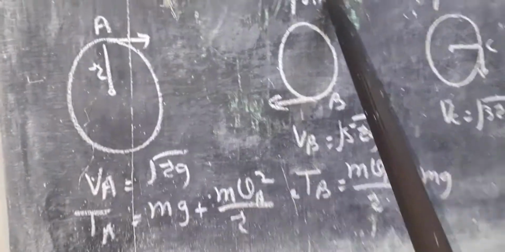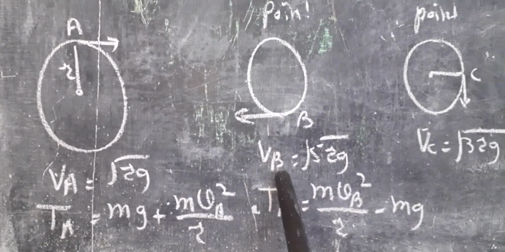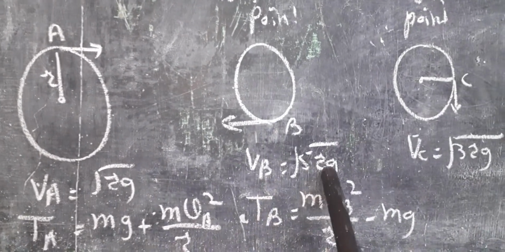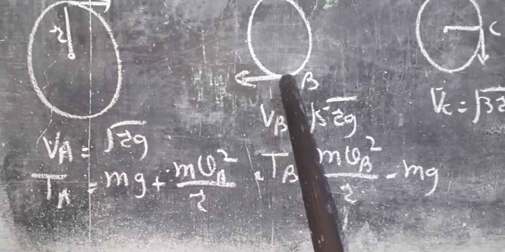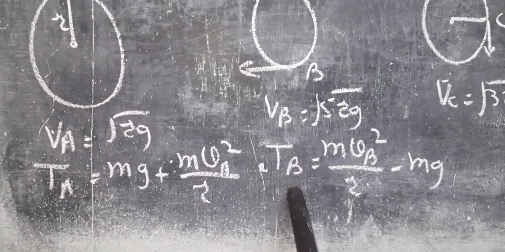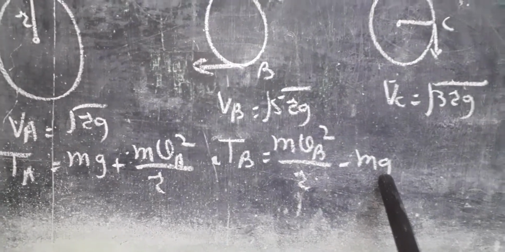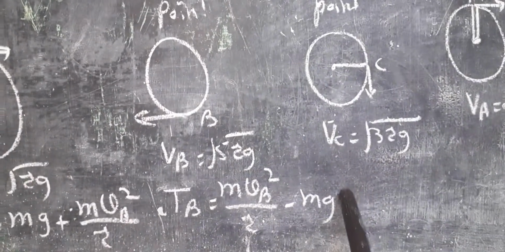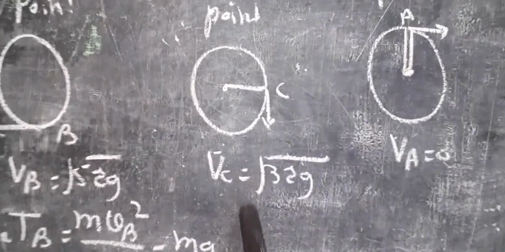Now bottom point means lowest point. This is point B, the lowest point, and we have seen the formula: velocity VB is given by under root 5 Rg. So we should know this formula. And for tension, in this case both are exactly opposite: tension in upward direction and weight in downward direction. So we get TB is equal to m Vb square upon R minus mg. We have seen this part in the previous article. And the third point is the middle point, that means Vc is equal to under root 3 Rg. These are the standard formulas.